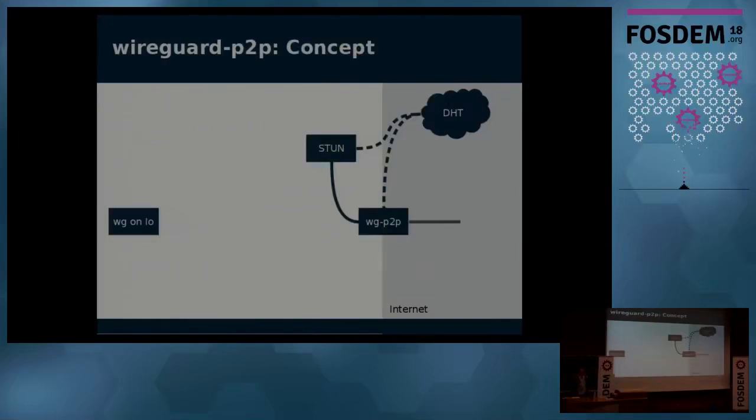So that's a private key, and you can easily generate your public key using that. And the way wireguard peer-to-peer comes into play is that it sits in between the wireguard and the internet. And what it will do is it will use the STUN protocol to ask a server what your external IP is, and then it will encrypt this external IP using libsodium and publish it in the DHT.